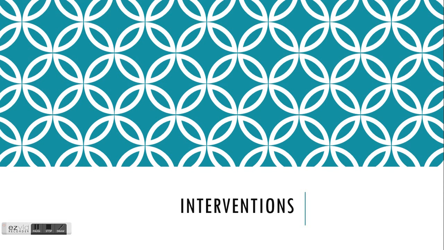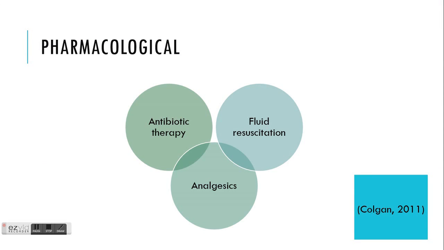Some interventions that would happen with pyelonephritis. This is the big three that we're going to typically do for our patients. Our pharmacological interventions would include antibiotic therapy. It's very important to get antibiotics on board as soon as possible. And once we have cultures of whatever's growing in the urine, we're going to give them the appropriate antibiotics for that type of infection.